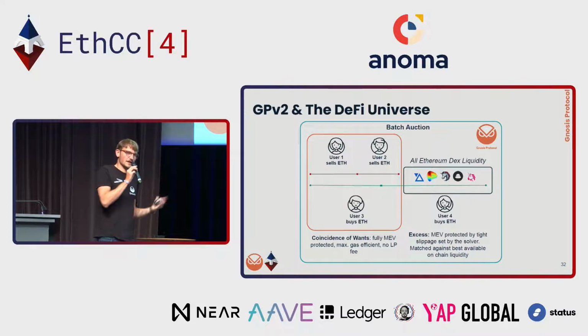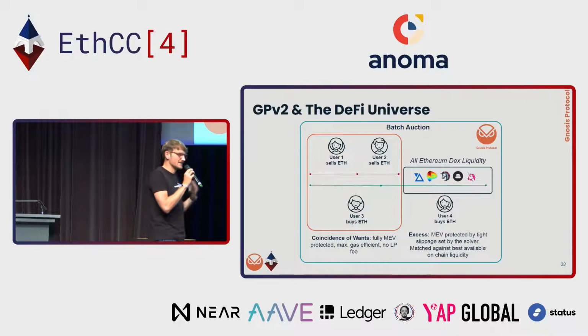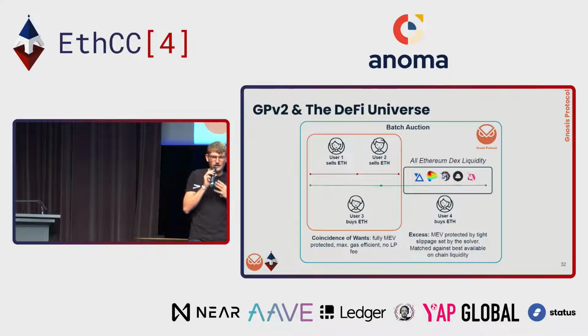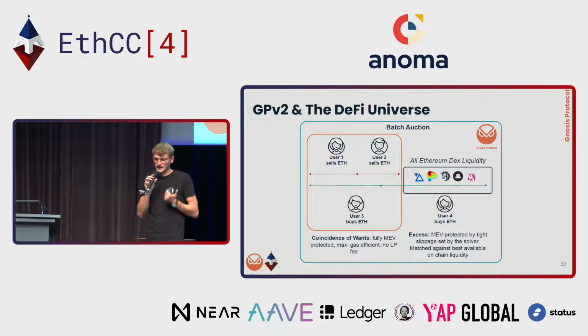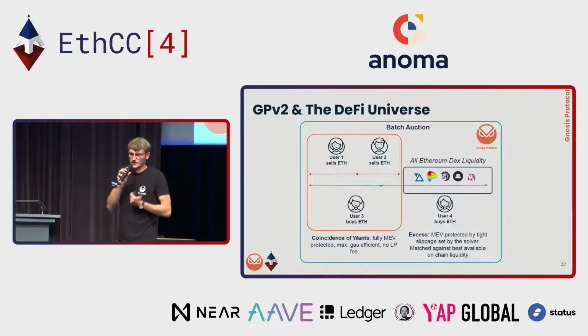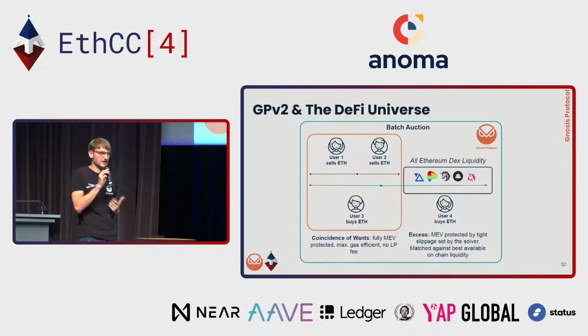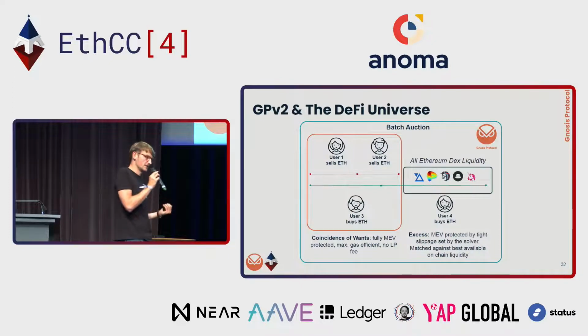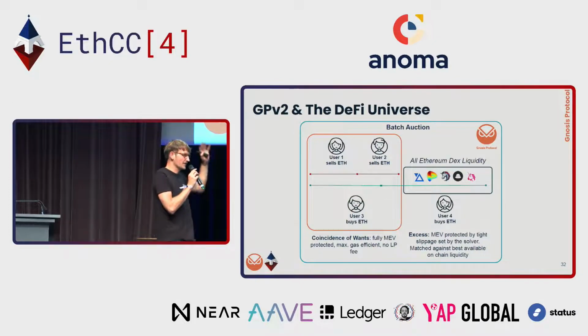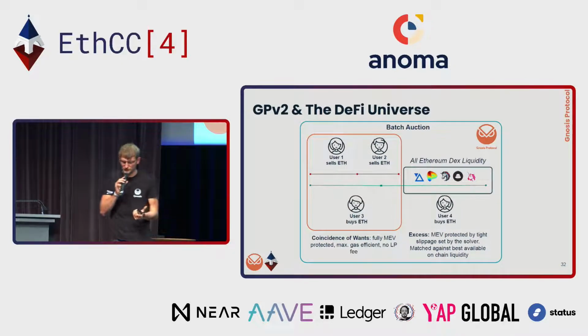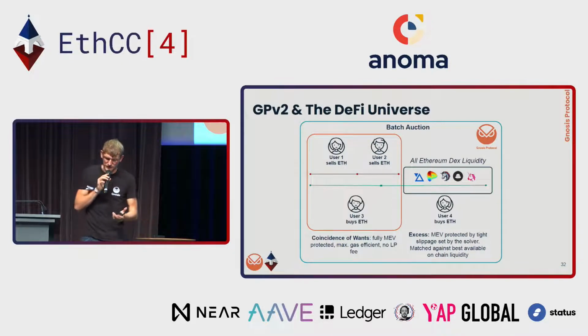It's a little bit like a 0x RFQ order, and it doesn't depend on the ordering in the block at all. It's also maximally gas efficient because we're just transferring tokens back and forth. We're not updating any reserves or changing any other AMM state. And there's no LP fee that we need to pay. And so inside this red box, you really have full MEV protection, you have better prices for the users, and you have less gas costs.